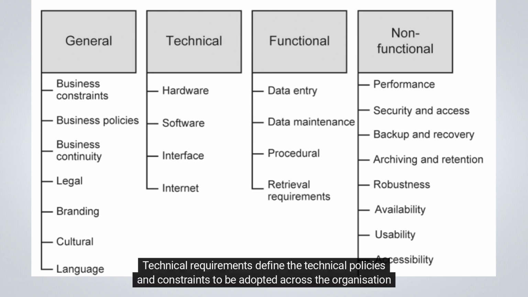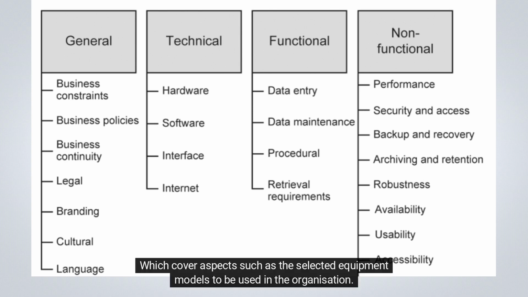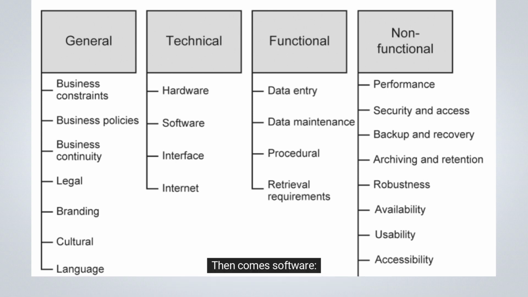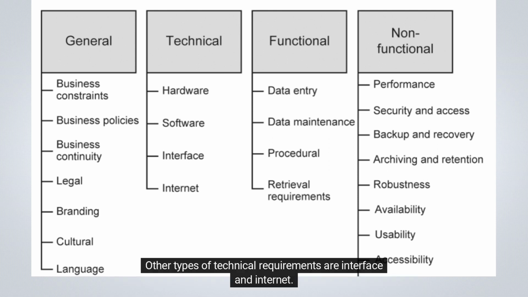Technical requirements define the technical policies and constraints to be adopted across the organization and apply to all change projects. They can be further subdivided into hardware, which covers aspects such as the selected equipment models to be used in the organization. Then comes software. Software requirements cover areas such as operating systems, software applications, networking, and communications software. Other types of technical requirements are interface and internet. Other types are robustness, availability, and usability.